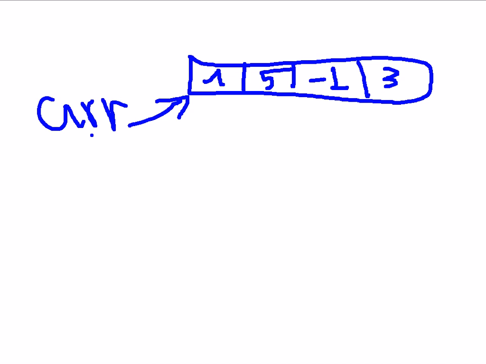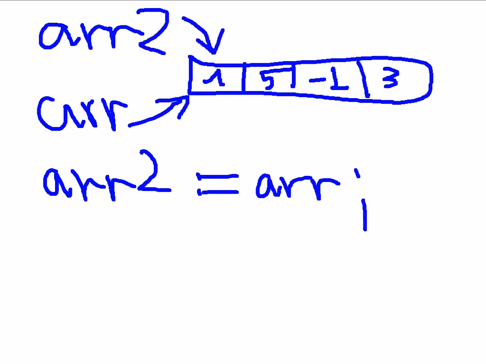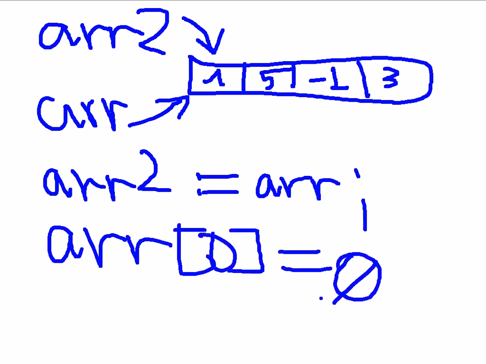For example, if we have the array 1, 5, -1, 3, and we have the first array, it's stored somewhere in the memory. And if we say second array equals first array, this will not make a copy. This will make r2, which shares the same instance of this array. And this means that after that, if we say r[0] = 0, this will change both of these arrays because they are shared. They point to the same memory.